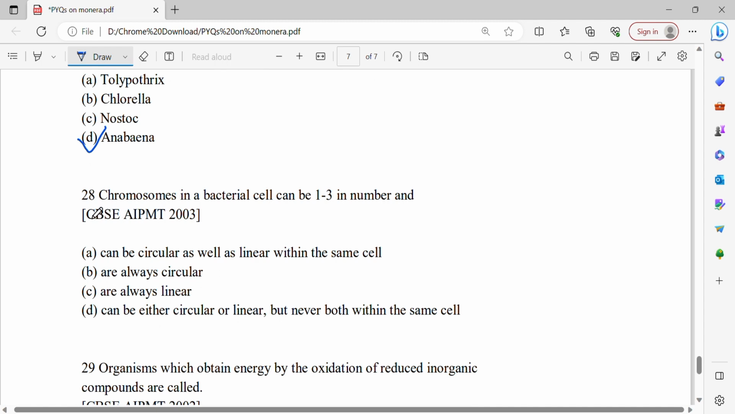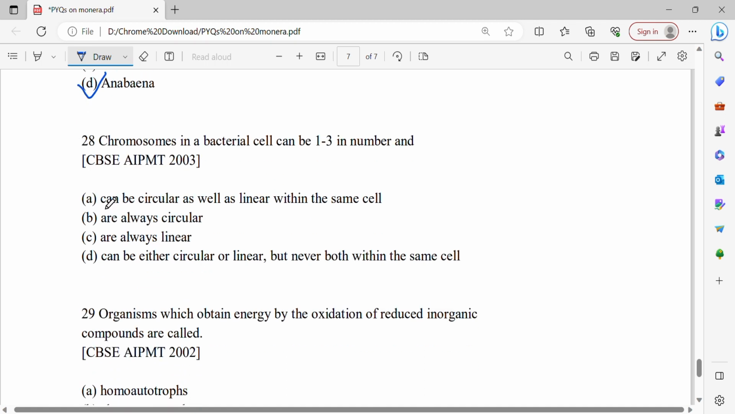Question number 28. Chromosome in a bacterial cell can be 1 to 3 in number and option A can be circular as well as linear within the same cell. Option B are always circular. Option C are always linear. Option D can be either circular or linear but never both within the same cell. And the correct option is option B, are always circular.